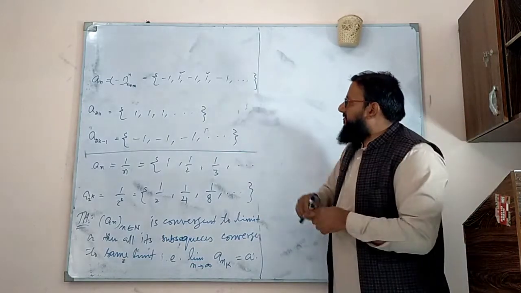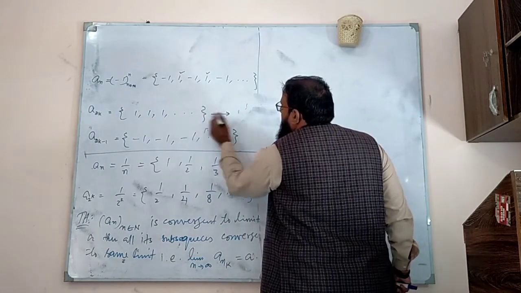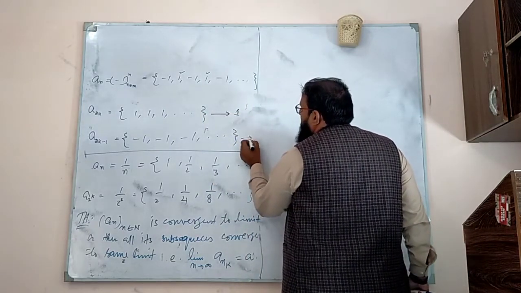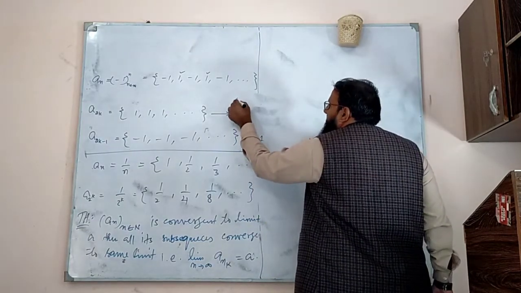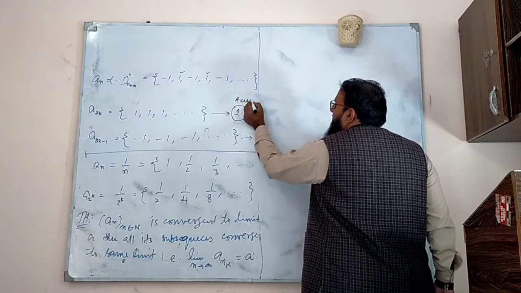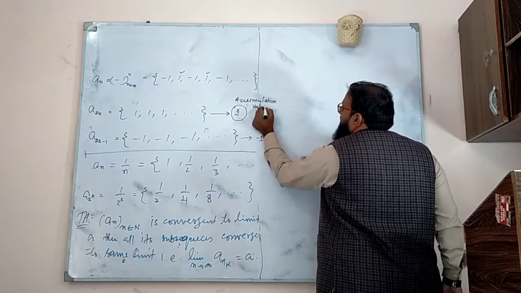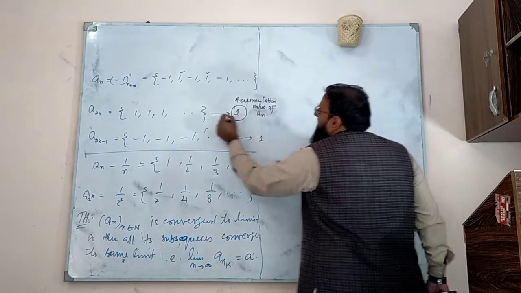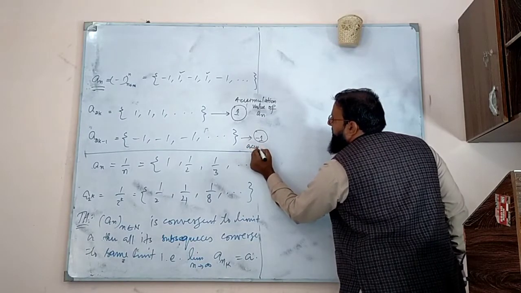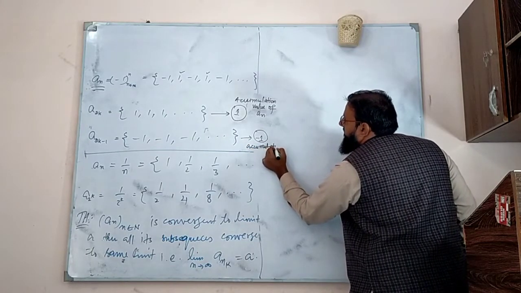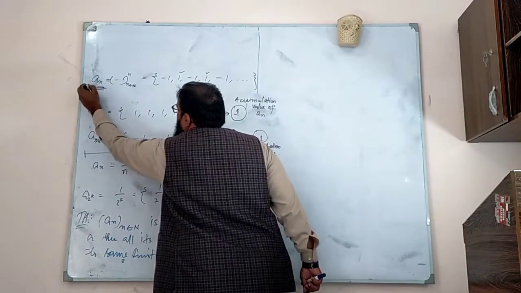We have taken this sequence which is not convergent, but this subsequence converges to 1, and this subsequence converges to minus 1. We call this 1 an accumulation value of our original sequence a_n. We call this thing also an accumulation value of our original sequence a_n.